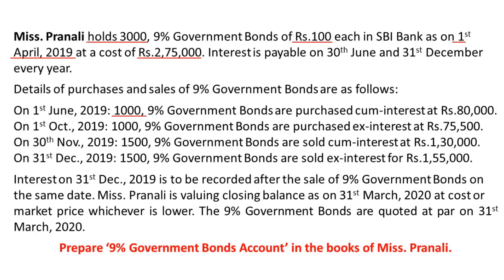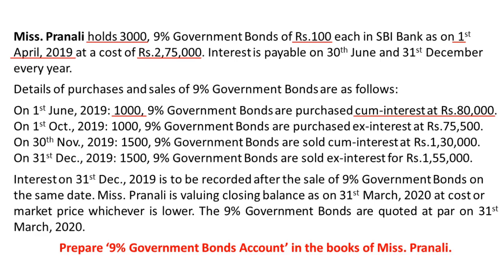On 1st June 2019, 1,000 9% government bonds are purchased cum interest at 80,000. Now, cum interest price is a price which includes the part of interest also. Therefore, to calculate cost, we require to deduct the outstanding amount of interest from the cum interest price of purchase, or in case of sales, from the cum interest price of sales.